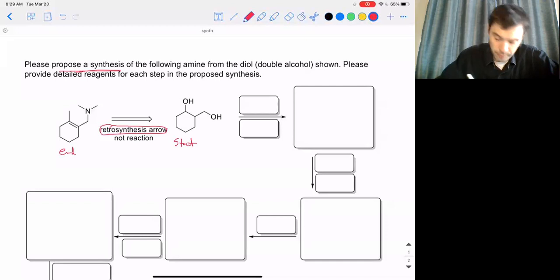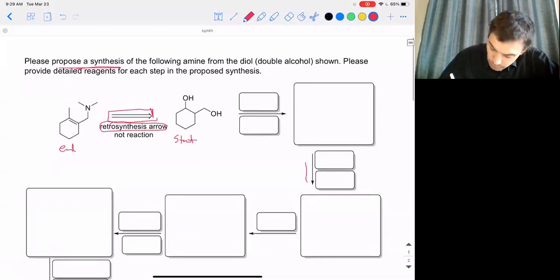And I know the clue here is that it's kind of a goofy arrow. It's not a normal reaction arrow. So here's our normal reaction arrows. This one is a retrosynthesis arrow. So that's conceptualizing backwards. It's telling us the starting material is here, and this is what we want to target or make.